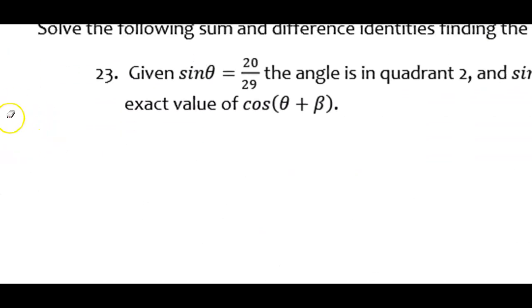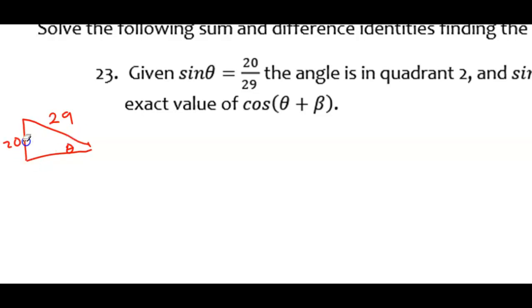Number 23 says, given sine is 20 over 29 in quadrant 2. So we have quadrant 2, so the quadrant 2 triangle would be like this. Just think about it like that. For quadrant 2, theta's sine is 20 over 29.